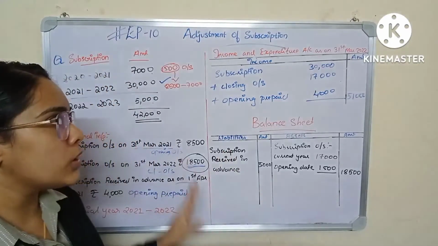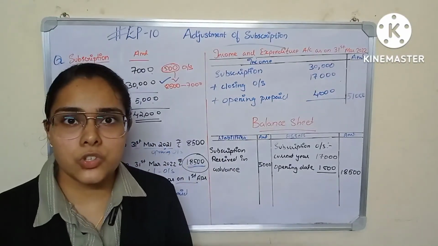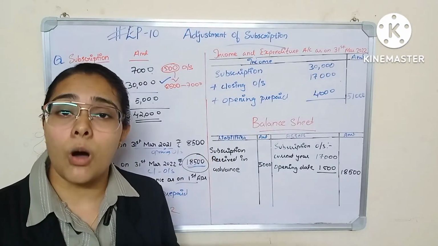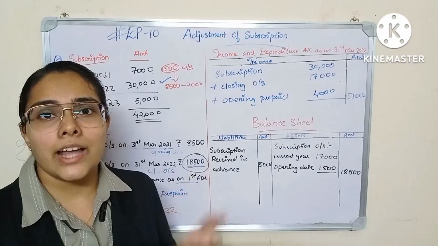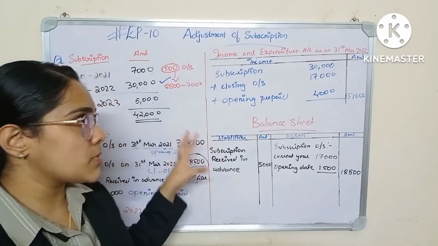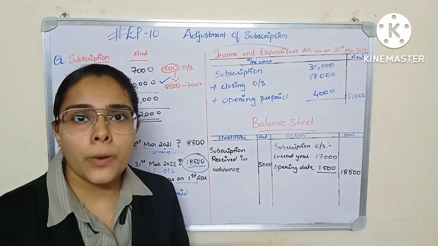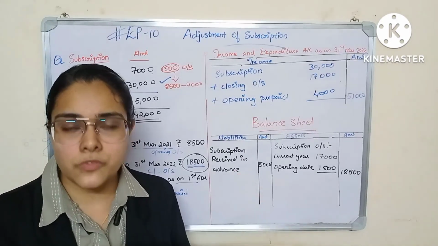So this is how you will do a problem in relation to subscription. It's a very sure question to come. You will get it in the long answer type as an adjustment, and you can also get the subscription problem alone for a short answer type question. So I hope you understood this adjustment of subscription.